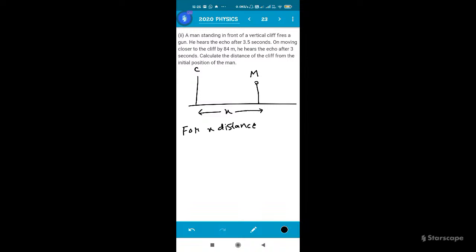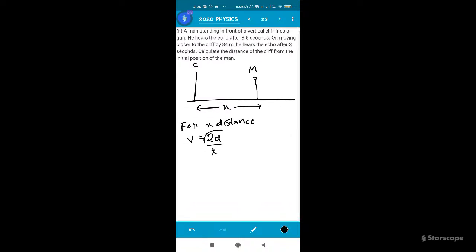we know velocity is equal to 2 into distance by time, 2d, because the sound is going and coming back, echo. So we are multiplying 2 with the distance. So it will be 2x by the time was 3.5 seconds. Okay. Now what happens on moving closer to the cliff by 84 meter?